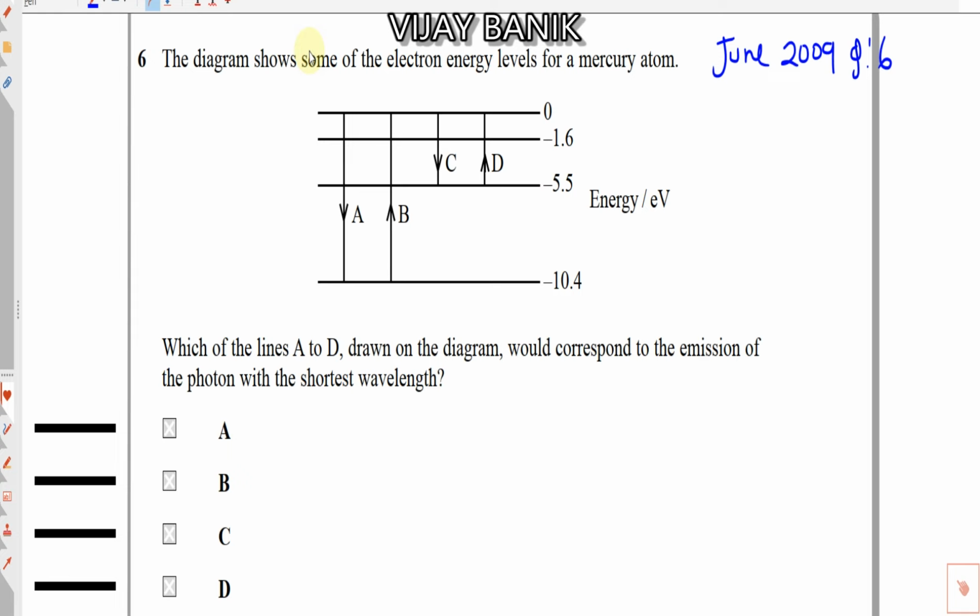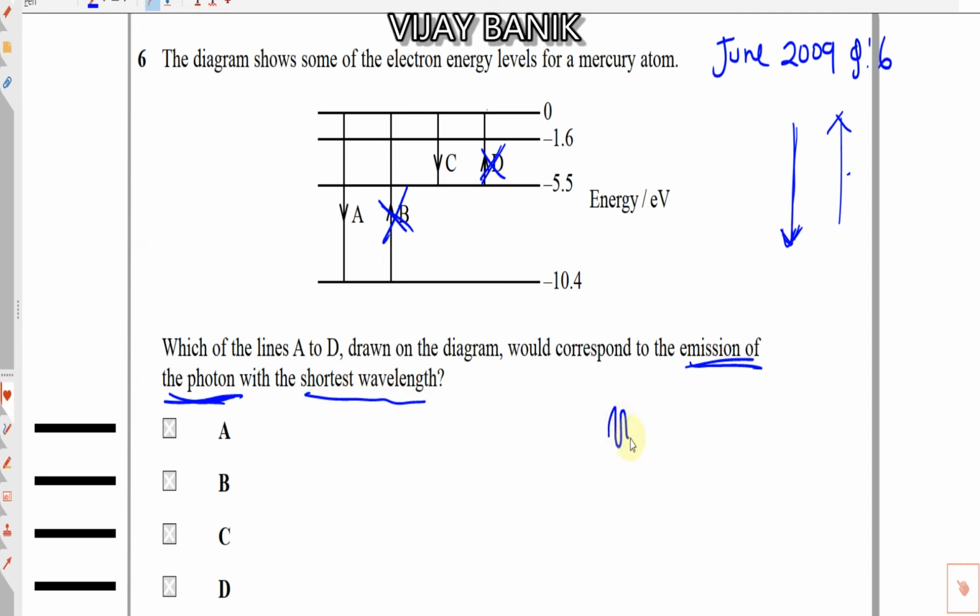Remember, whenever they talk about emission, the arrow should be downward, and if they talk about absorption, the arrow should be upward. When an electron is excited and absorbs energy, it goes to a higher energy level. So for absorption, the arrow should be up. They spoke about emission of a photon. When an electron comes down, only then does emission of a photon take place. So B and D are automatically not the answer. So A and C is the emission, of the shortest wavelength.